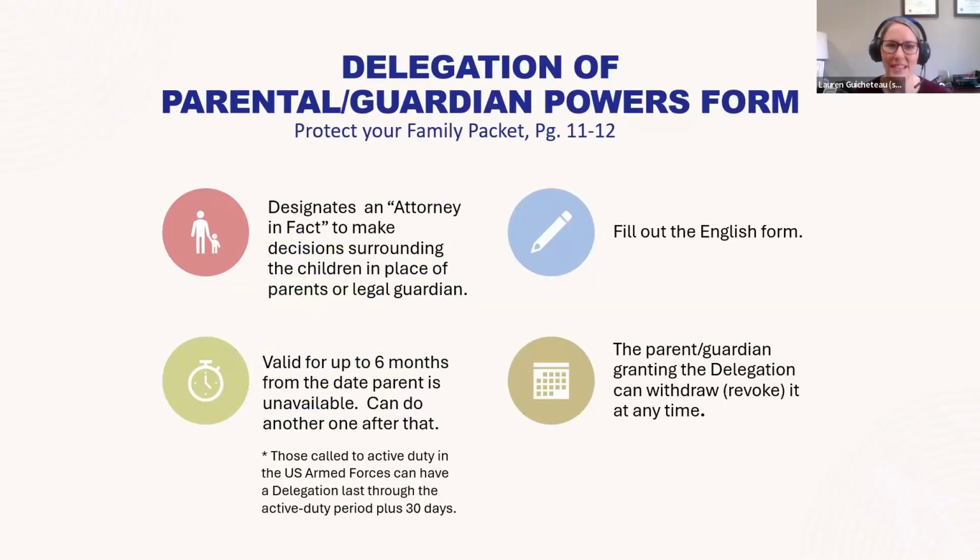So that first form is available on page 11 of these packets. If you're following along in the packet, I definitely recommend going to that page. They ask you to designate an attorney in fact, but it doesn't have to be an attorney. It's just a legal term, meaning the person who's going to be providing care for the child. It's valid for up to 6 months from the date a parent becomes unavailable. So not the date that you fill it out, not the date that the parent gives it to someone, but if that parent in the future becomes unavailable or is incapacitated, not able to make decisions for their child, it then goes into effect and is in effect for 6 months.